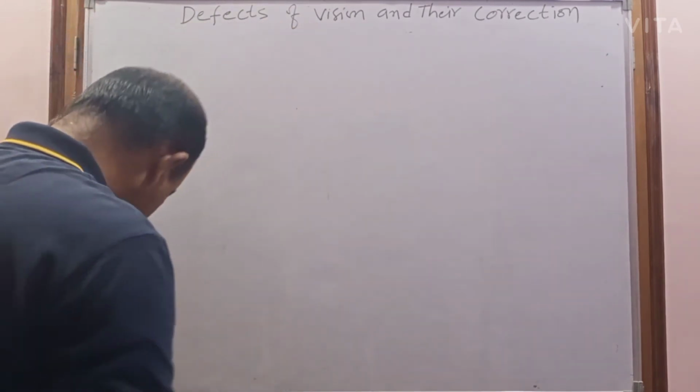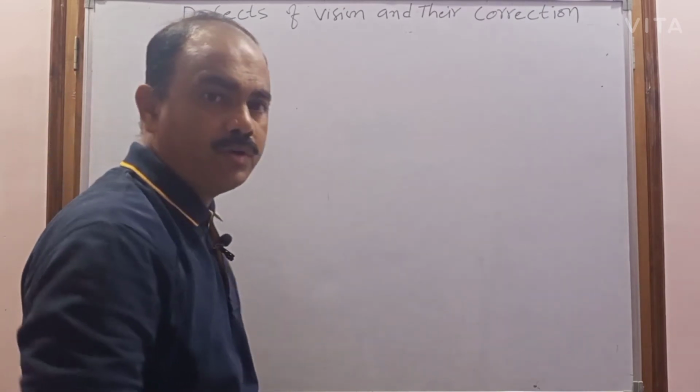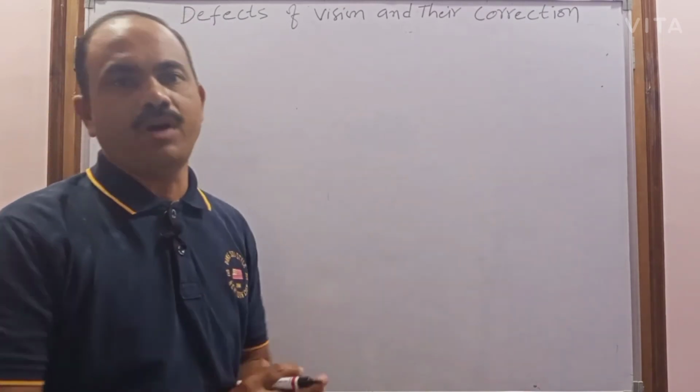Myopia is when the person is able to see near objects but unable to see far objects.